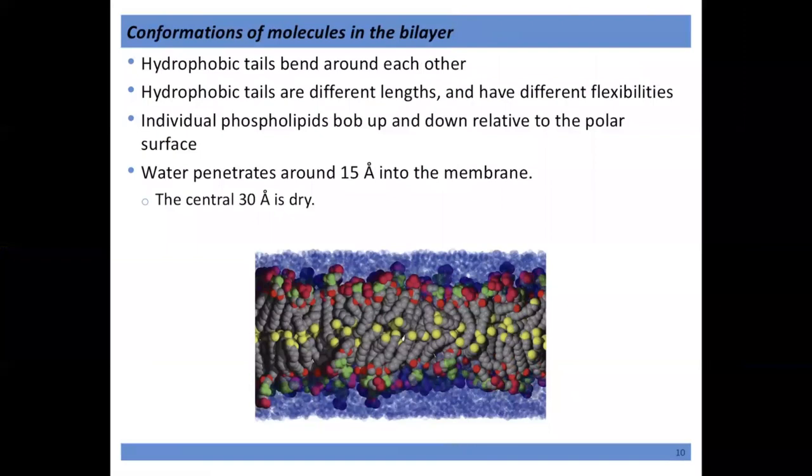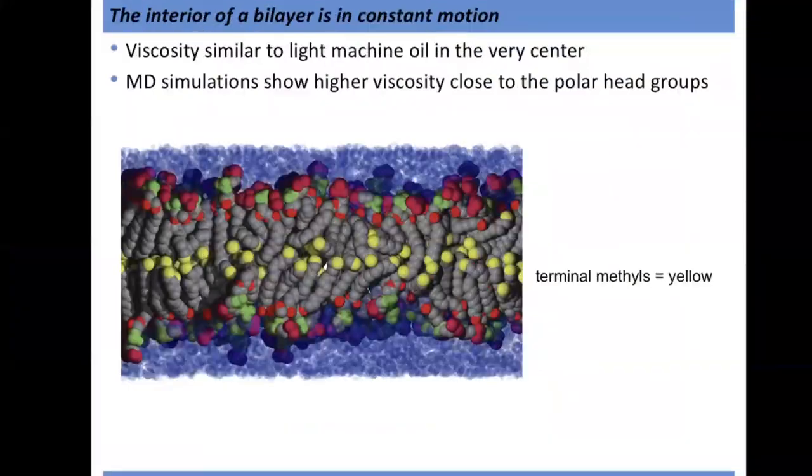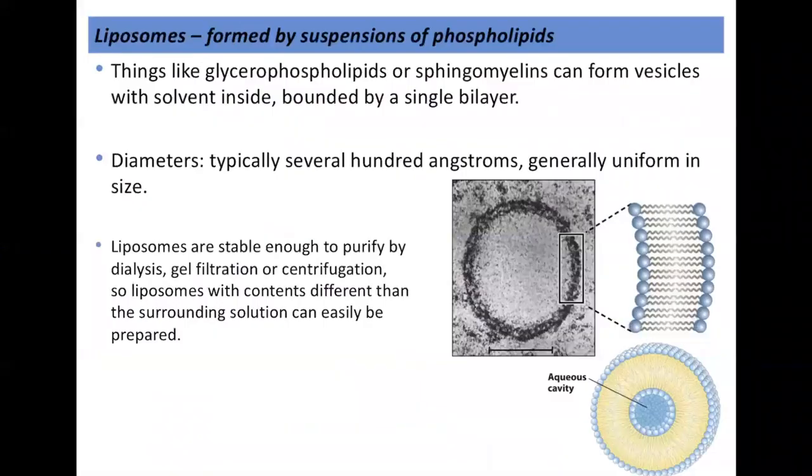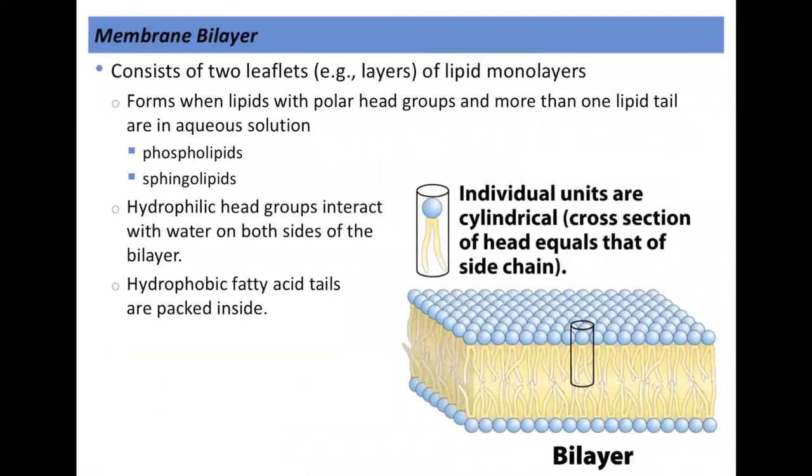So again, these hydrophobic tails bend around each other. The hydrophobic tails are of different lengths and have different flexibility. Some have those double bonds in there and some don't. So there's a lot of disorder inside this membrane. I just want to go back and compare our idealized version. That looks very organized right there. That just looks like everyone's in place. They're like little soldiers standing.